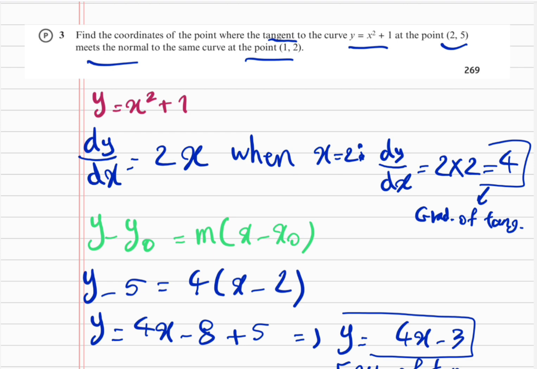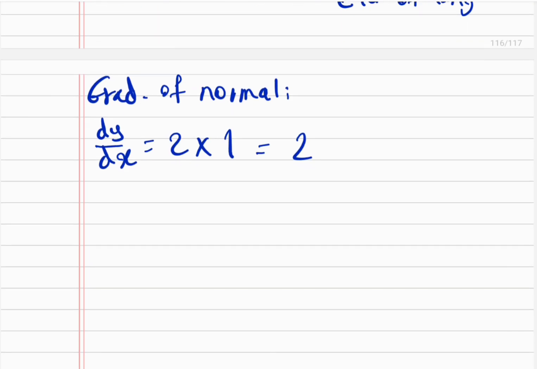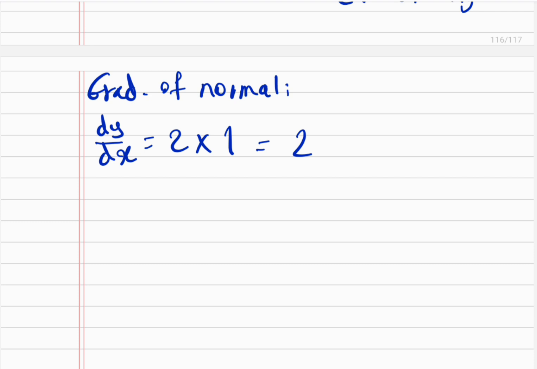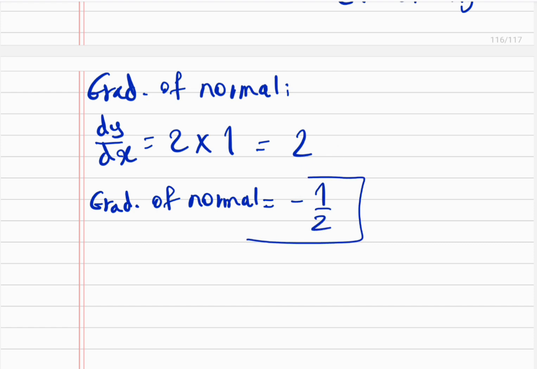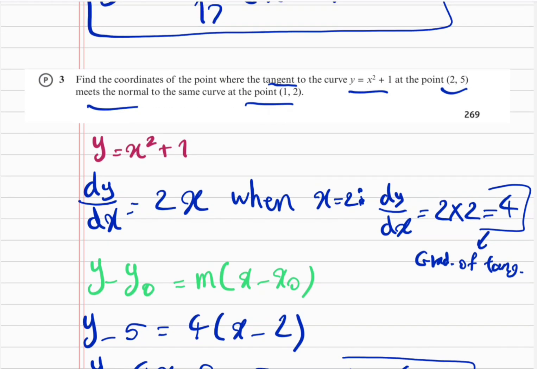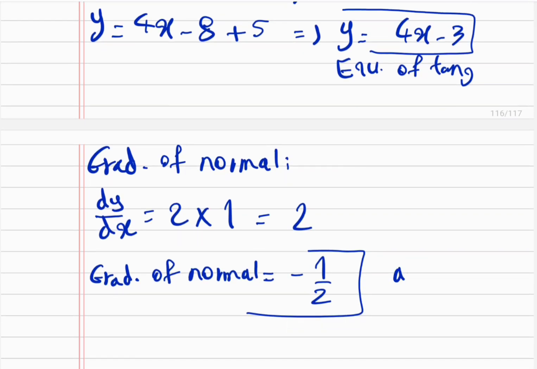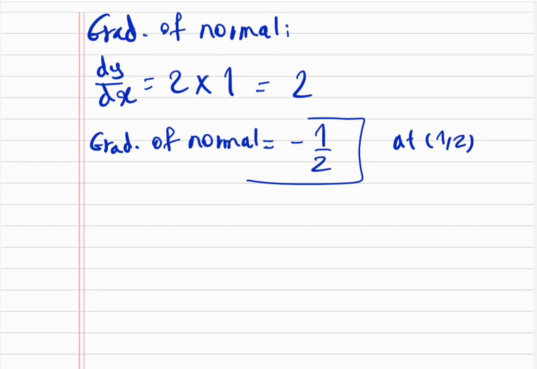So in order to get the gradient of the normal at that point, you need to find the negative reciprocal of the gradient of the tangent. So the gradient of the normal is equal to the negative reciprocal of 2, which is minus a half. So now we have the gradient of the normal. We also have a point on the normal, which is (1, 2). So we can now find the equation of the normal.